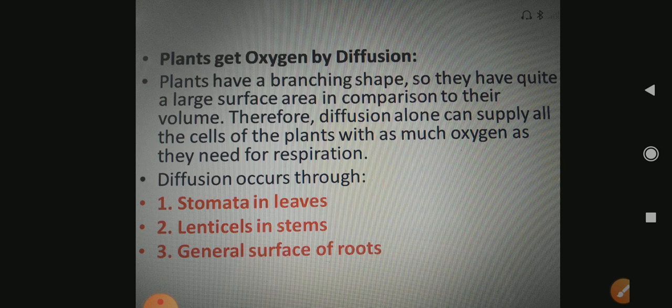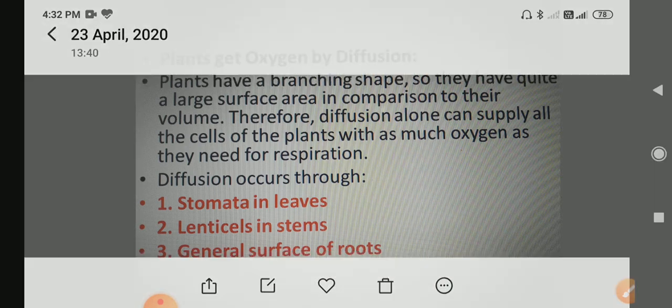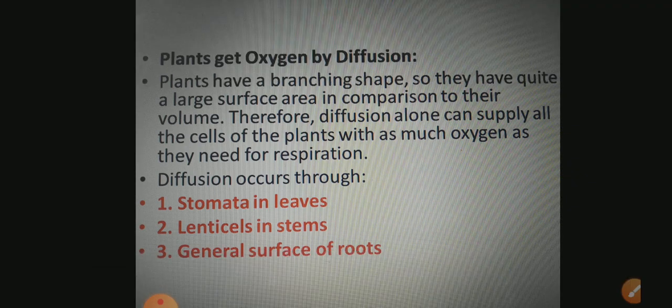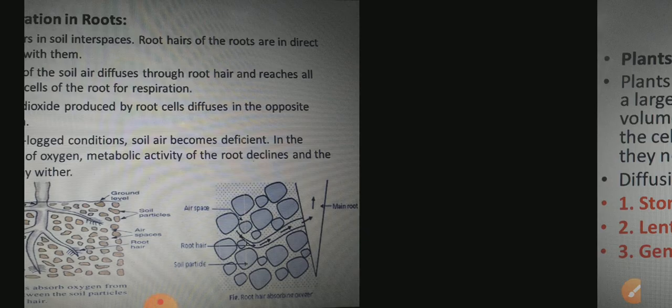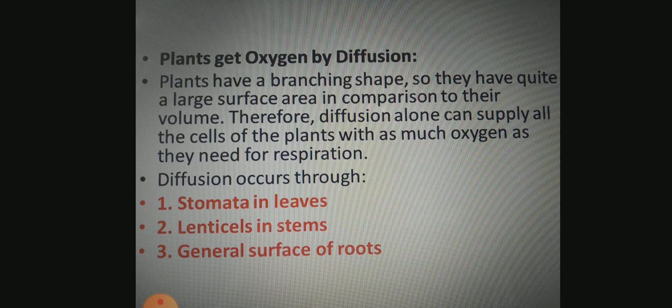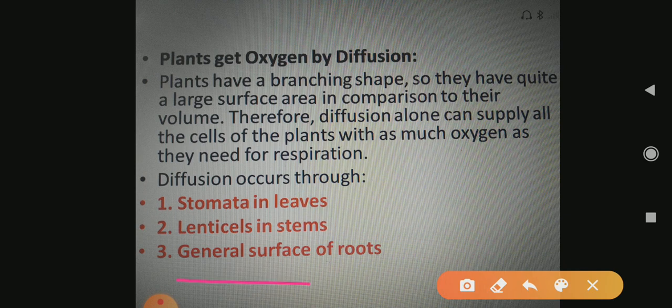Now diffusion occurs through three main parts in the plants. Number one, stomata in leaves. Second is lenticels. Next is the general body surface of the roots. In the aerial parts, leaves and stem, diffusion takes place through stomata and lenticels, and in the underground part, the roots, oxygen is taken inside by the general surface of the root by the process of diffusion.